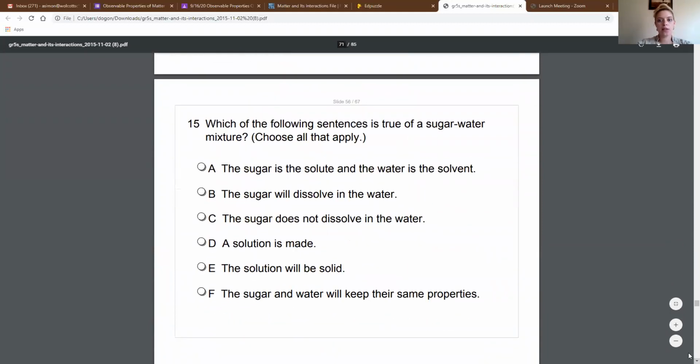All right, which of the following sentences is true of a sugar-water mixture? Choose all that apply. The sugar is the solute and the water is the solvent. The sugar will dissolve in the water. The sugar does not dissolve in the water. A solution is made. The solution will be solid. The sugar and water will keep their same properties. So I'm going to give you a hint. There are 4 things that are going to be correct here. So take a second and choose which 4.